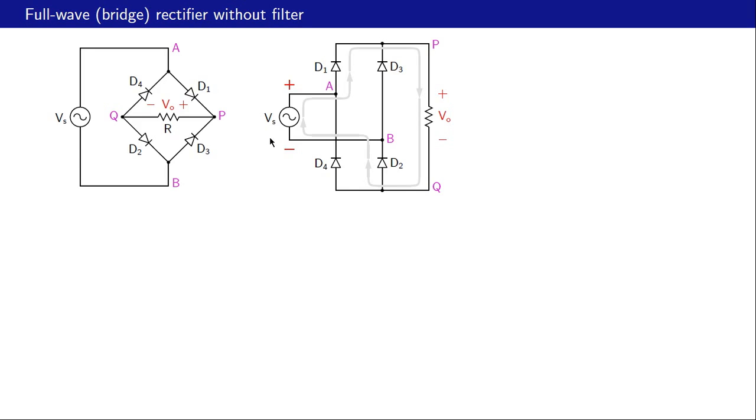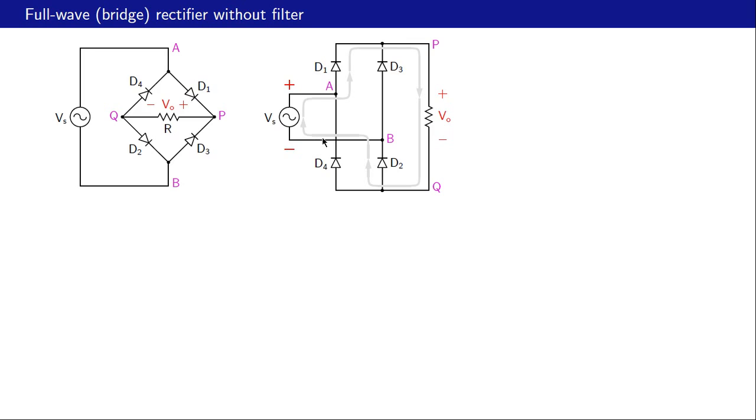Let us consider Vs to be positive. Then node A is at a higher potential than node B, and the conduction takes place through D1, then the load resistor, and then through D2. Now if there is no voltage drop across D1, so let's say V on is 0 for D1 and also for D2, then node P is at the same potential as node A, and node Q is at the same potential as node B. So in other words, the output voltage Vo is then equal to the input voltage Vs.